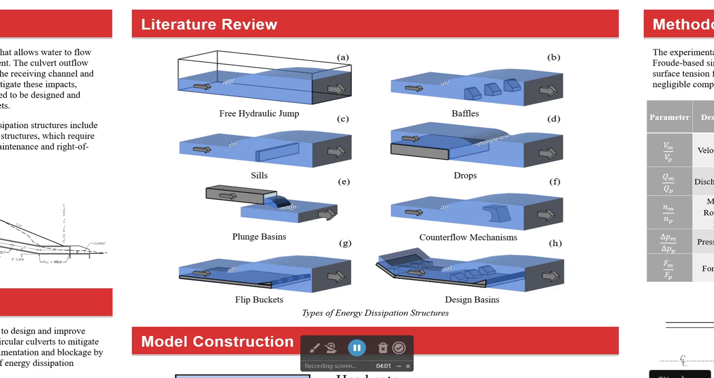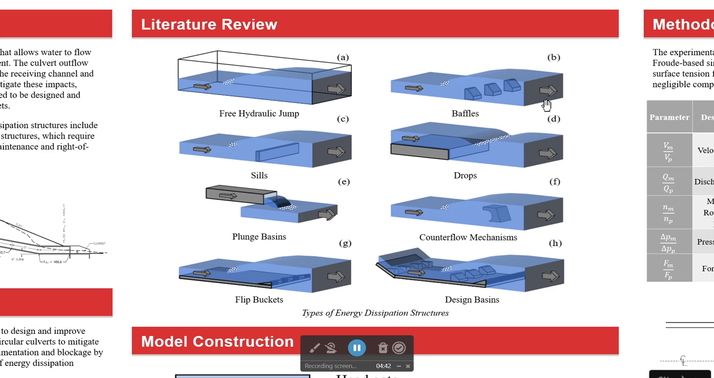Literature review. In the literature review, we have looked at different types of energy dissipation structures and compare their advantages and disadvantages. Here is a diagram of some of these types. A is a free hydraulic jump. Most energy dissipators use hydraulic jumps to dissipate energy, but free jumps are the simplest way in the sense that no additional appurtenances are needed to induce this hydraulic jump. Additional appurtenances are appurtenances like baffles or sills.